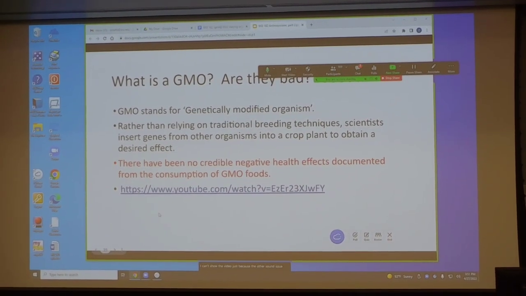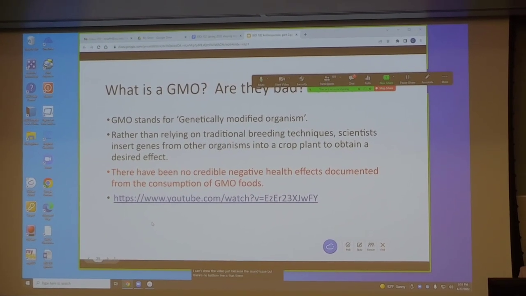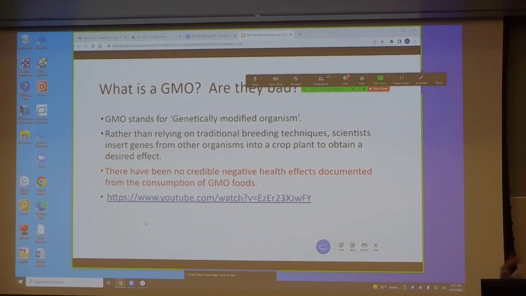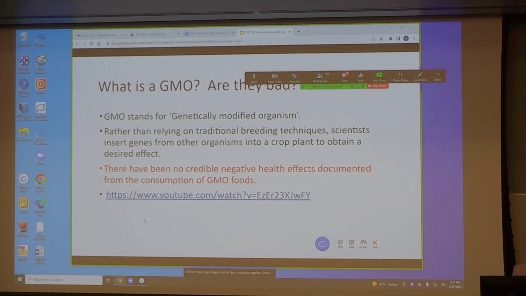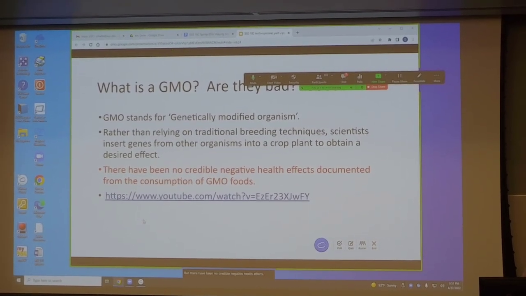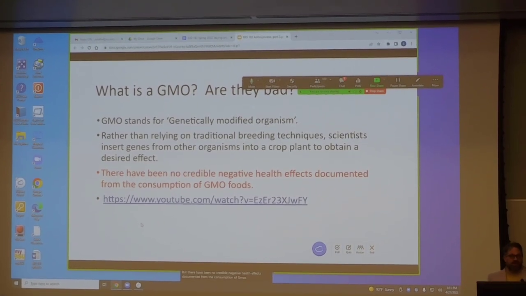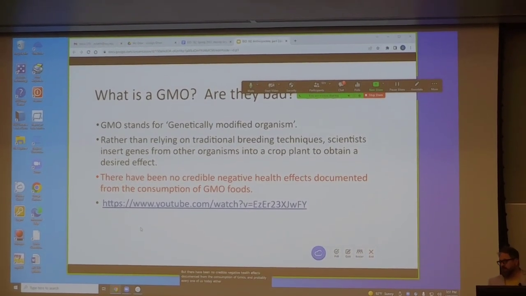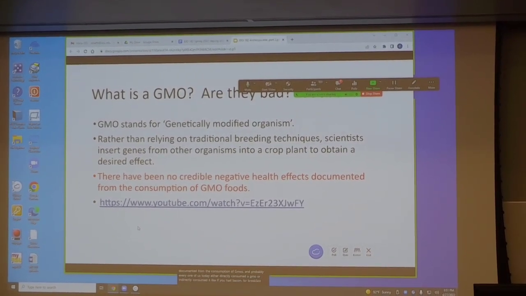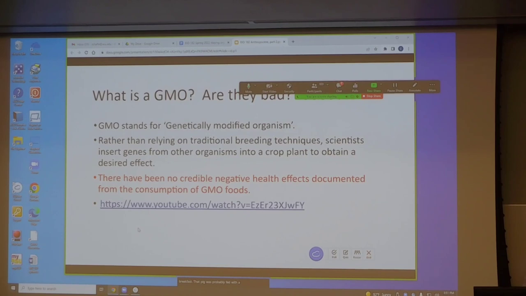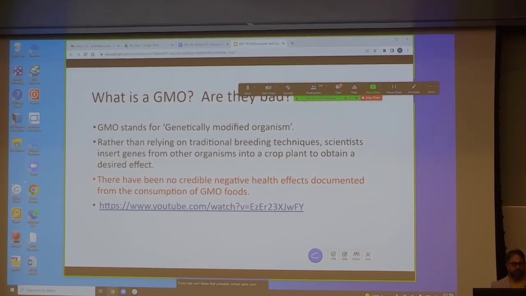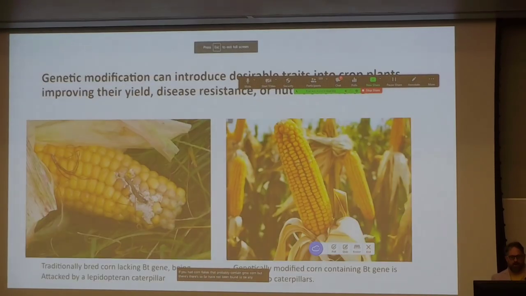But the bottom line is that there are a lot of people, and this is less and less of an issue, I think, who have had a kind of reaction against GMOs because it seems unnatural. But there have been no credible negative health effects documented from the consumption of GMOs. And probably every one of us today either directly consumed a GMO or indirectly consumed it. Like, if you had bacon for breakfast, that pig was probably fed with GMO corn, right? If you had cornflakes, that probably contained GMO corn. But so far there have not been found to be any negative effects.